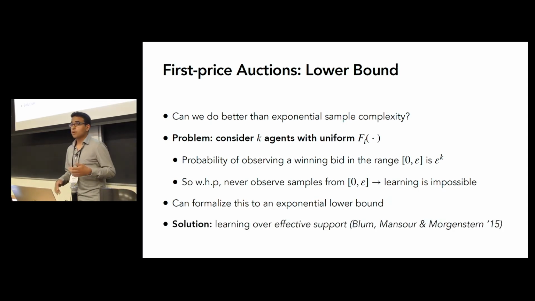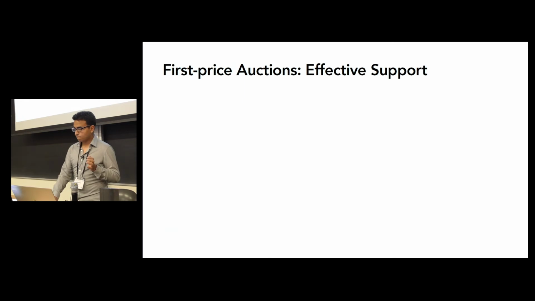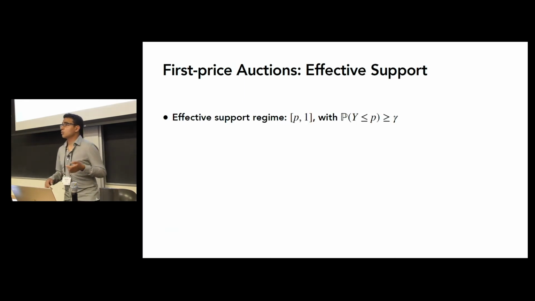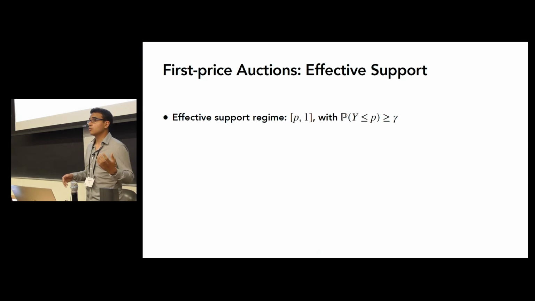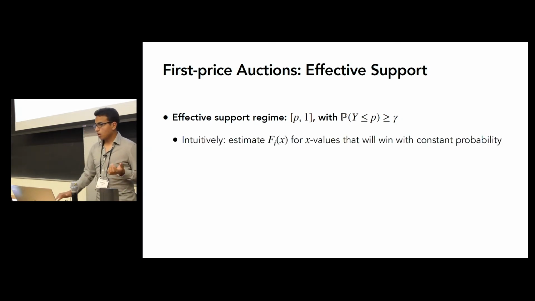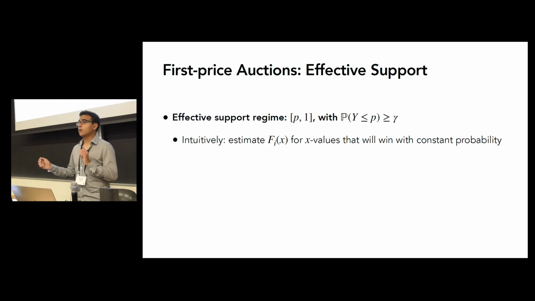So what we do instead in our paper is we think about something called the effective support of the bidders. We say, OK, maybe the problem is that I'm asking for too much when I estimate over the whole interval 0, 1. Instead, I'm going to estimate over an interval that could realistically be winning bids. And this is what's called the effective support. So I have the formal definition here. It's just an interval from p to 1, where the probability of the winning bid falling below p is at least some constant gamma. And intuitively, the way to think about this is that I only care about estimating the bid distributions for values of x that could realistically be winning bids with some constant probability.